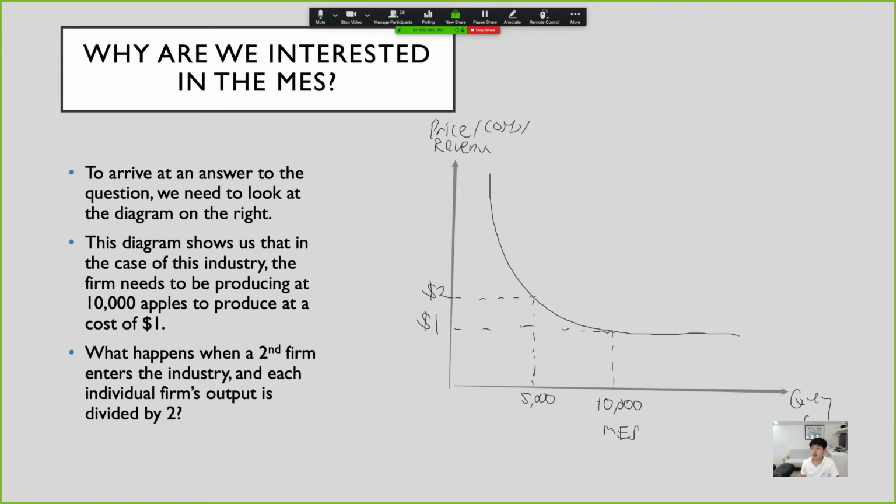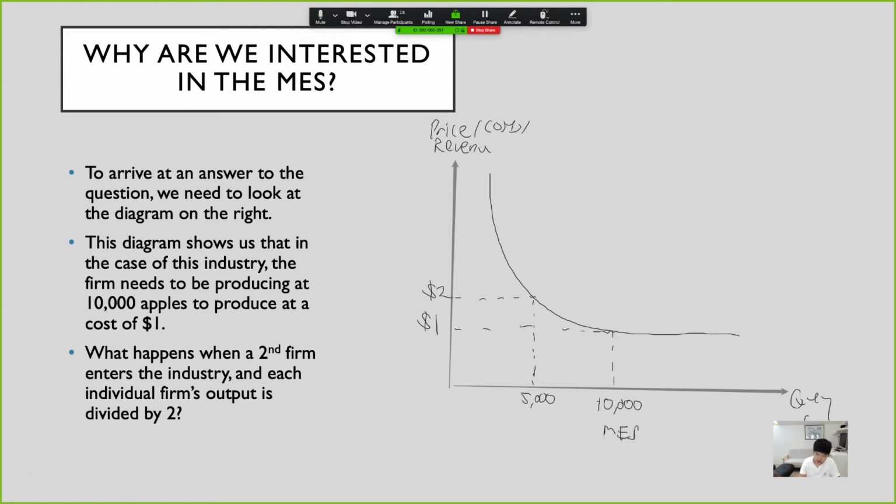Now, this graph is actually showing us that there are economies of scale when you produce at a larger quantity. So if one firm produces a quantity of 10,000 apples, the cost of producing one apple is $1. But if you have two firms in the market and each firm only produces 5,000 apples, then the cost of producing one apple becomes $2.